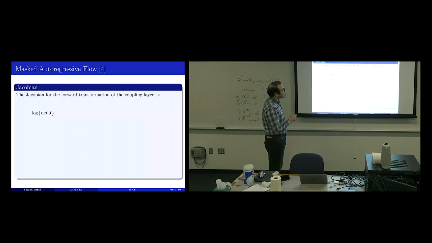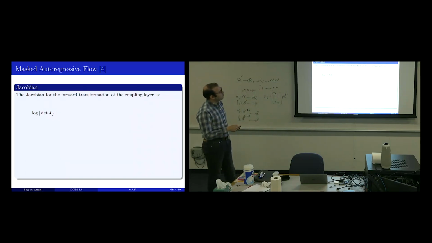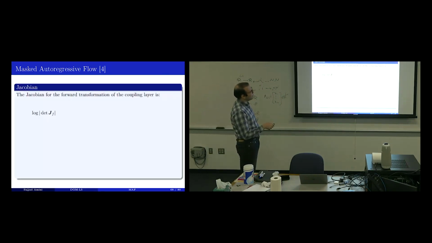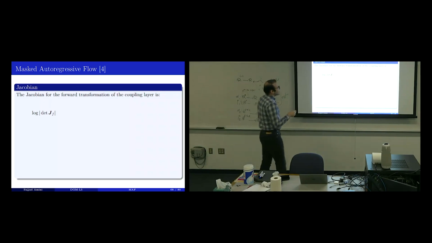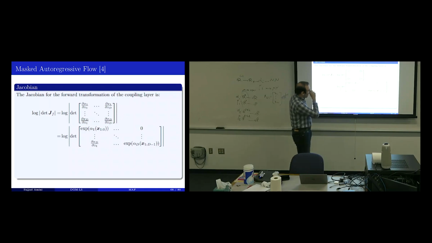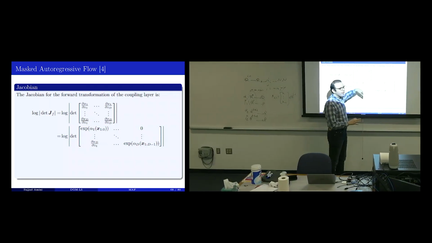Okay. The Jacobian for the forward transformation of the coupling, the coupling layer now. The mask autoregressive flow, this layer. This is not a coupling layer. The logarithm of the absolute value of the determinant of the Jacobian is, as you can see here. And we know that because the importance of the autoregressive property is here, that the resulting Jacobian is still lower triangular.